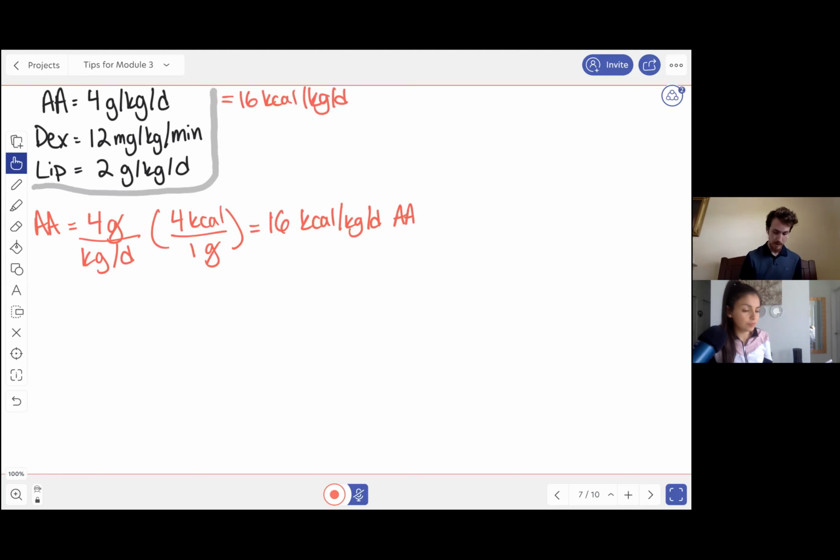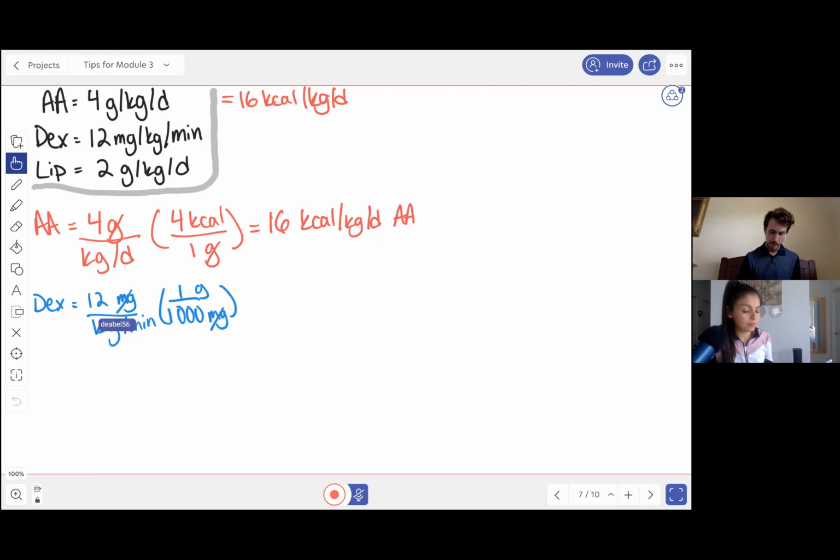Okay, so let's move on to the dextrose, which is the long one. So we have our 12 milligrams per kilogram per minute. And the first thing we're going to do is get rid of that milligram. So we're going to convert it to grams by either dividing by 1,000 or multiplying by 1 over 1,000, which is what I'm going to do just so we can see the units. So multiply that by 1 over 1,000.